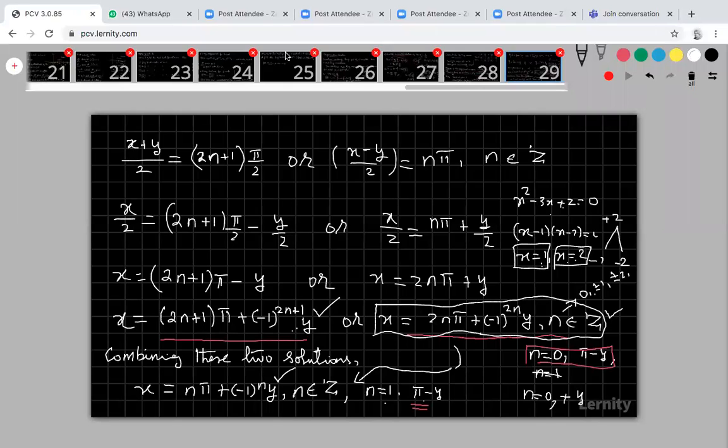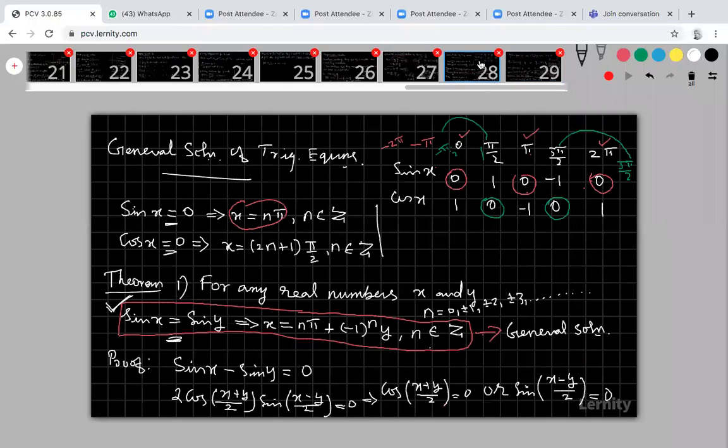Please look at that. Again, I'm explaining. Sin x is equal to sin y is given, and we have to prove that x is equal to n pi plus minus 1 to the whole power n into y. Are you okay? So this sin x is equal to sin y can be written as sin x minus sin y equal to 0. I am bringing the right hand side sin y to the left hand side.